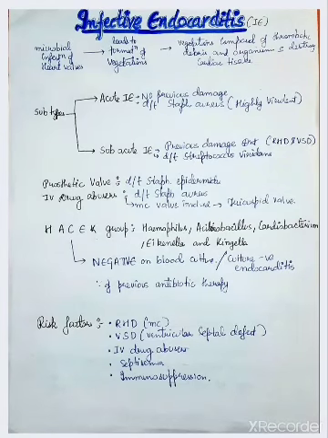Hello everyone. Now let's learn about infective endocarditis. Microbial infection of heart valves leads to formation of vegetations, and the vegetations are composed of thrombotic debris and organisms which destroy the cardiac tissues.